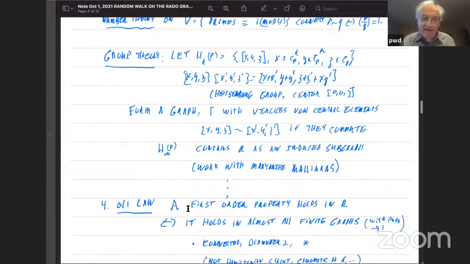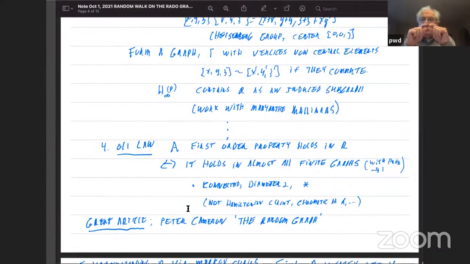One more thing, there's a 0-1 law. A first order property, that is something which can be written with exists, for every, and not, and you can iterate that finitely often with elements. A first order property holds in almost all finite graphs, or with probability tending to one in a large Erdős-Rényi graph, if and only if it holds in the Rado graph.